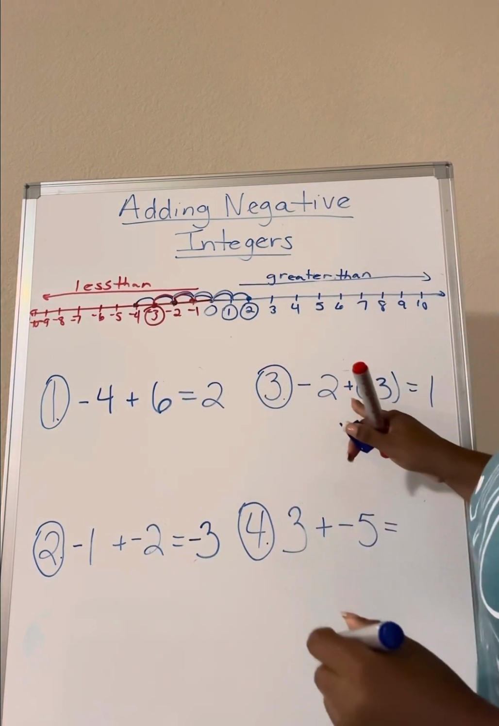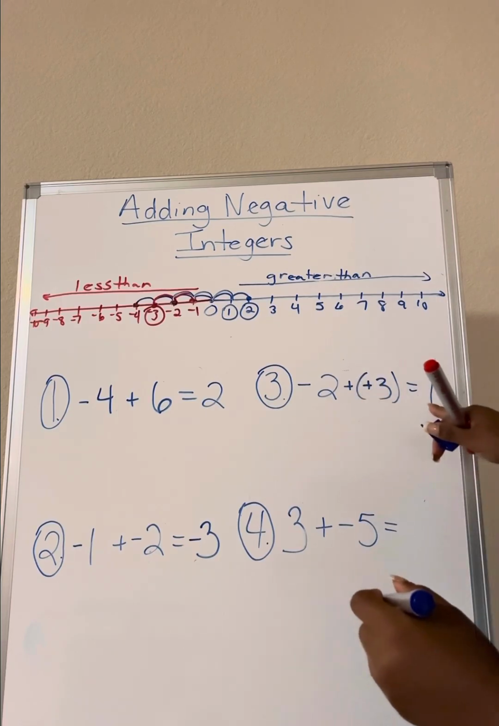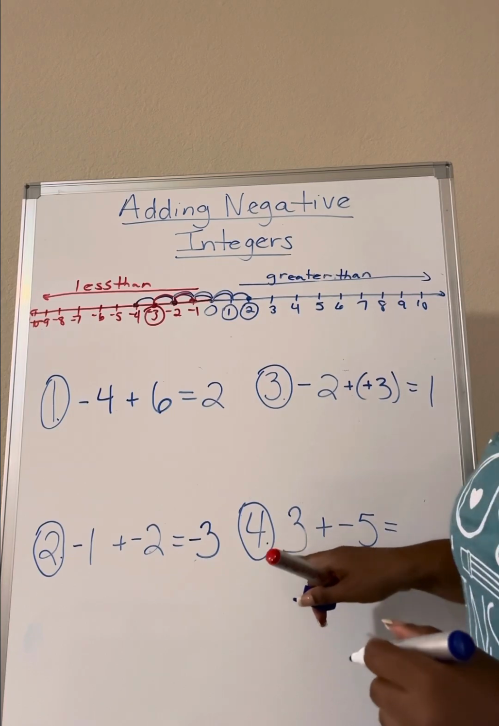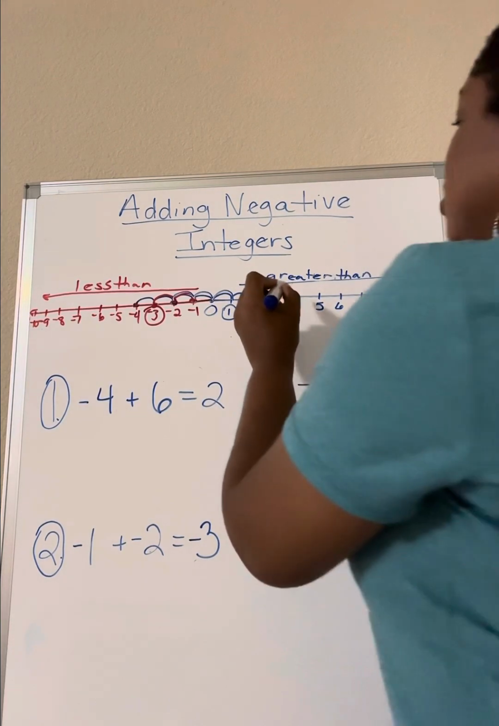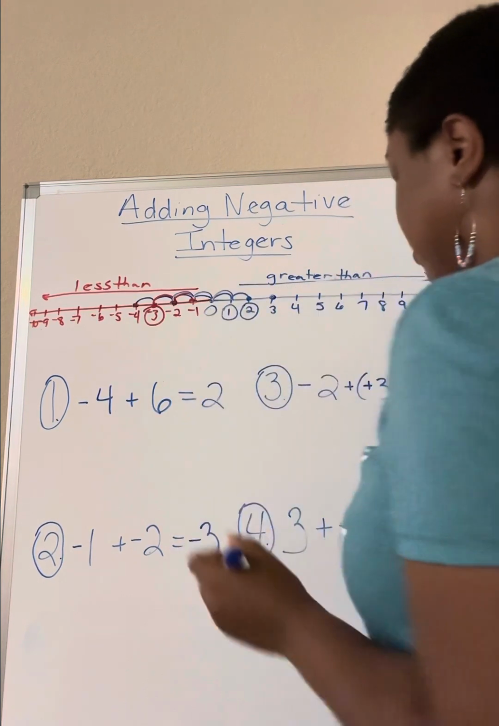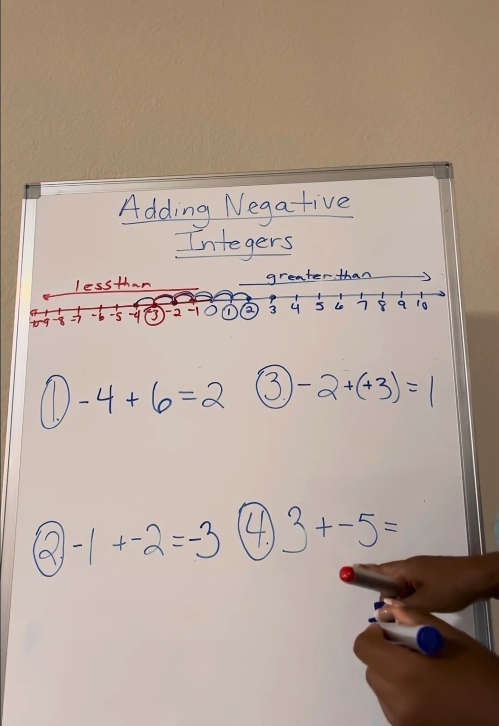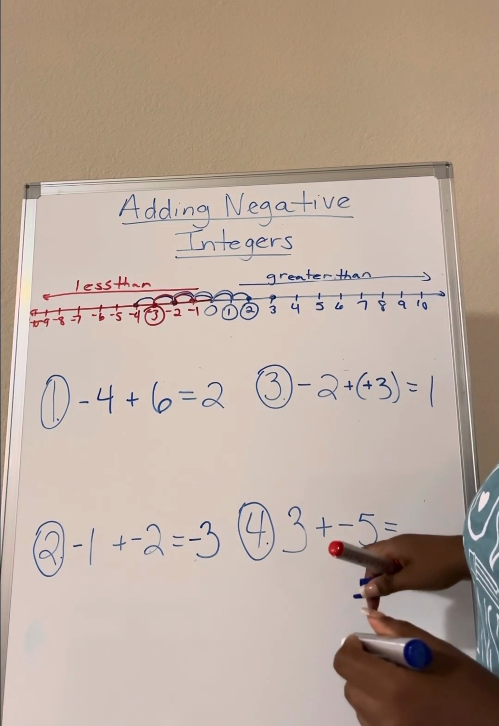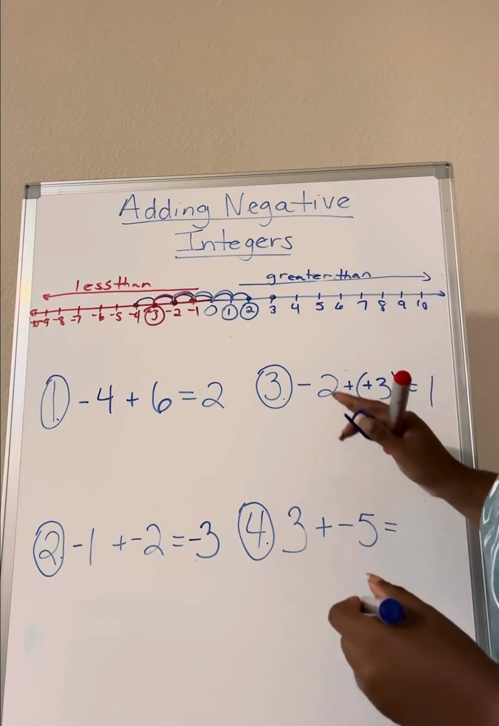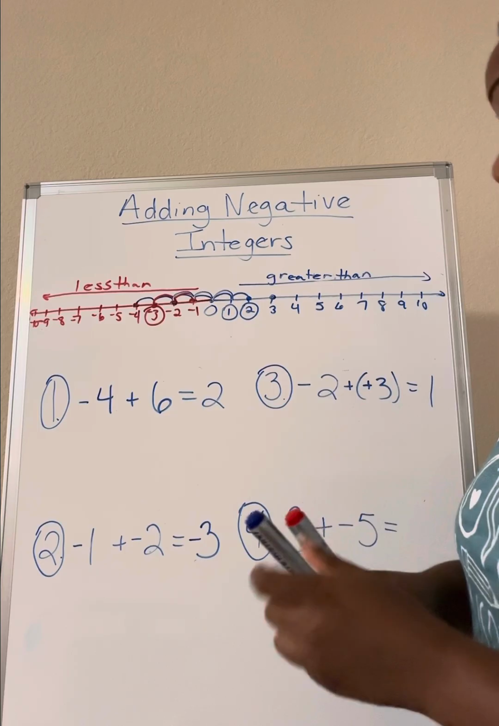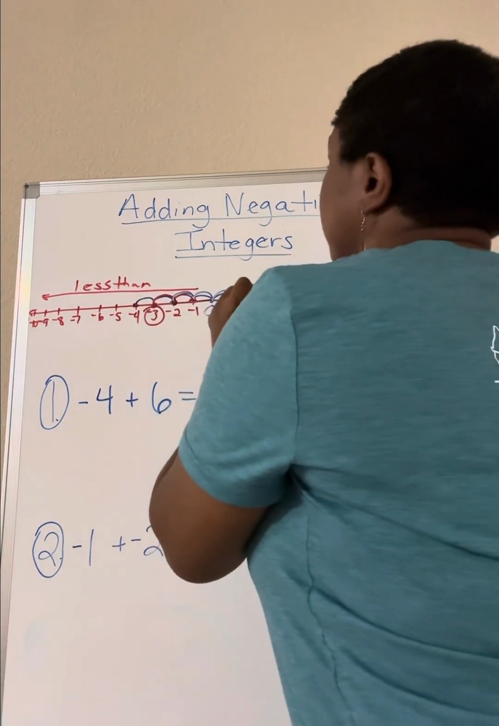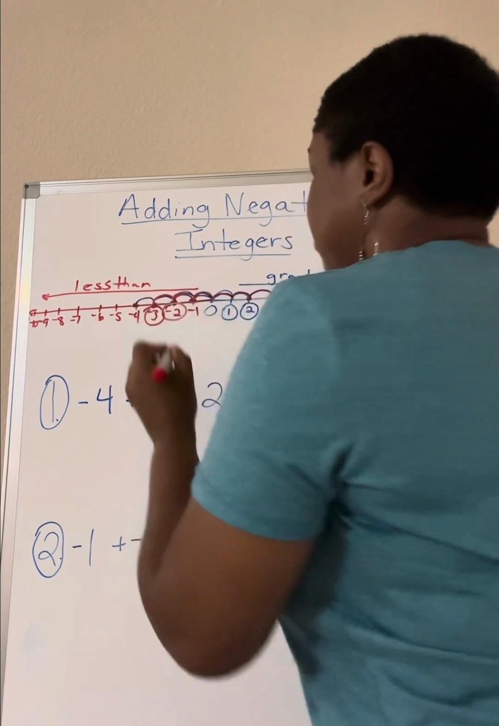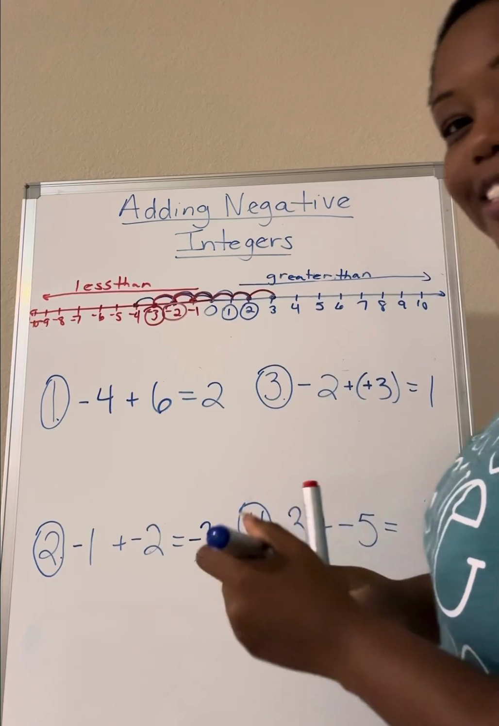Again, my positive sign is on the larger number 3, so we know our answer is going to be in the positive. Finally, we have number 4, but we're actually going to start off with a positive number this time. We're going to start off with 3, and then we have -5, so we know that our sign is on the larger number, -5, so our answer is going to be negative. So we are going to go to the left 5 times. 1, 2, 3, 4, 5, and we end up at -2. And that is our final answer.